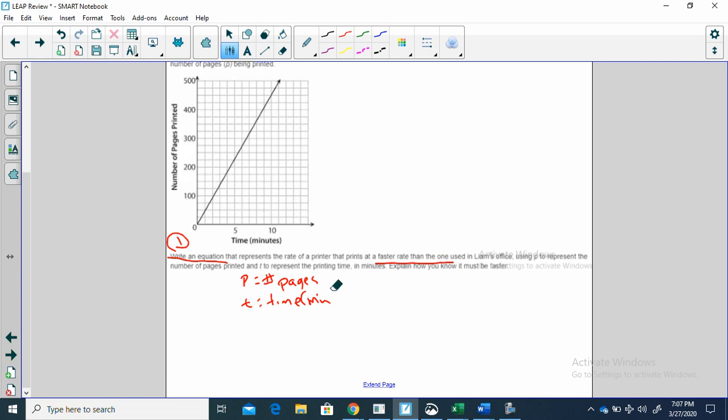Well, to decide if it's faster, first I need to figure out what the rate is here. So let's write the linear equation for this one. y is equal to mx plus b. Now let's notice our b is 0 because the y-intercept is at 0. There's your y-intercept where it crosses the y-axis. If our b is 0, it does not matter. So we're just looking at y is equal to mx.